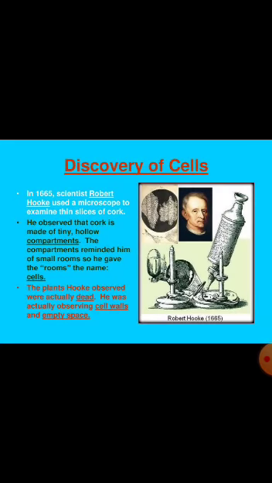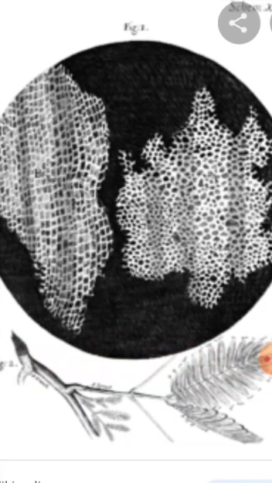The cell was discovered by Robert Hooke in the year 1665. He was examining a thin slice of cork which resembled the honeycomb consisting of many compartments. He named these compartments as cell. Basically, the cells he observed were dead cells and they were empty cells. So, let us learn what are cells.